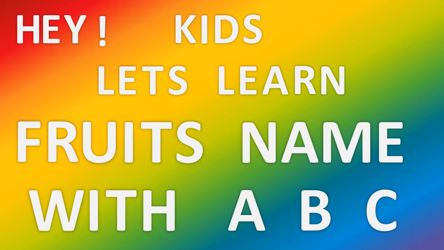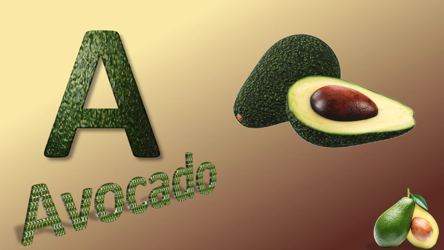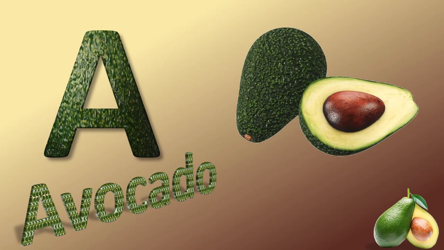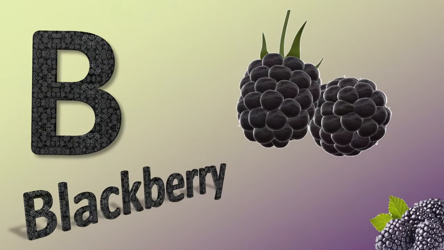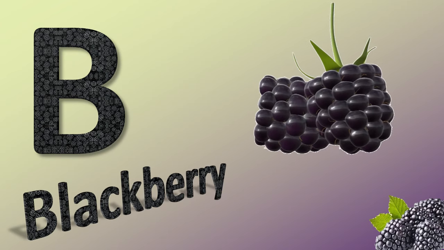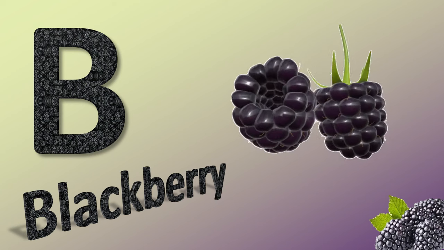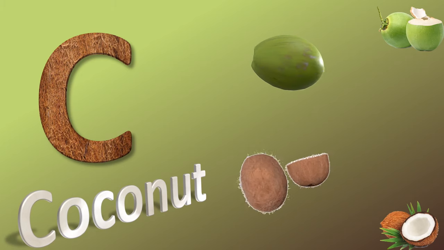Hey kids, let's learn fruit names with ABC. Yay! A is for avocado. B is for blackberry. C is for coconut.